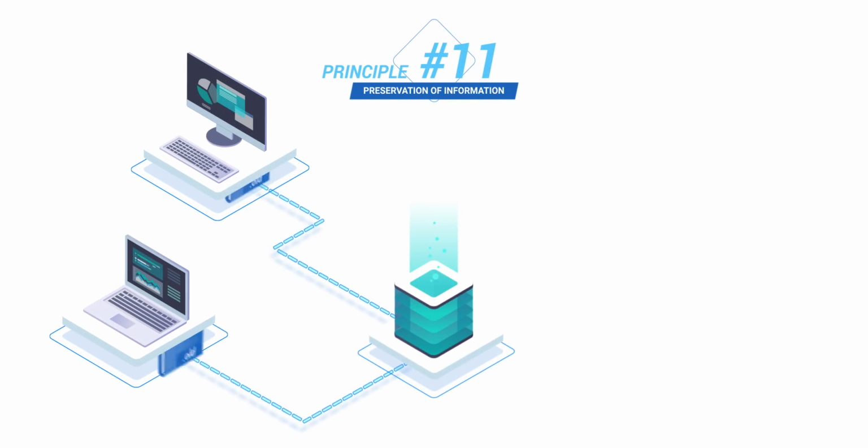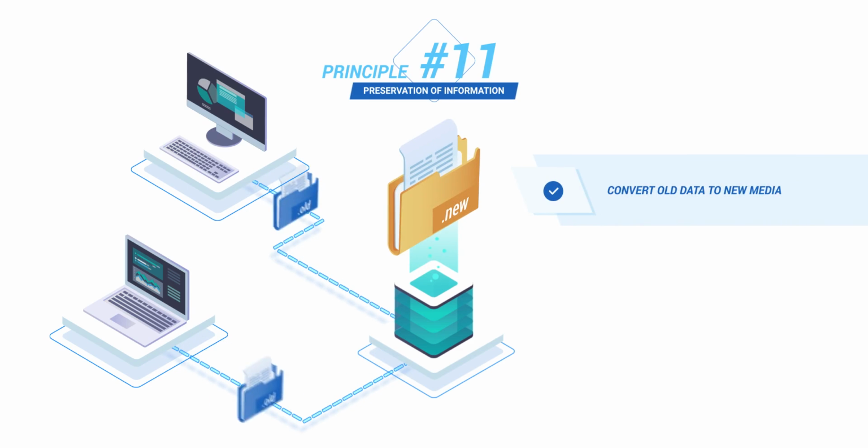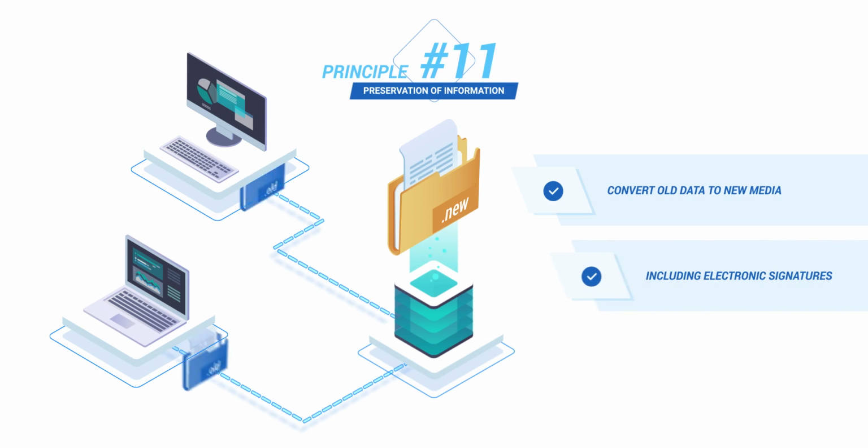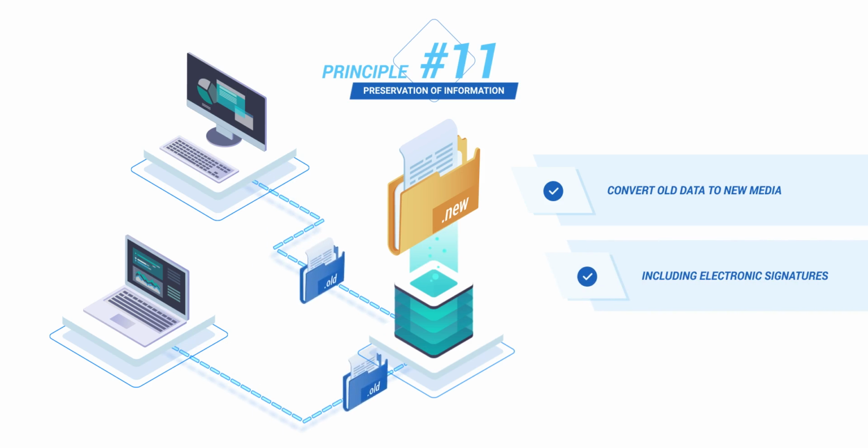Principle 11. Preservation of information. Data and records of information in electronic form must be preserved and converted to new media when old media becomes obsolete, including associated electronic signatures and seals. Example: digitizing archives in an electronic format.